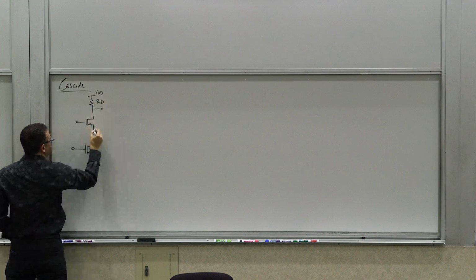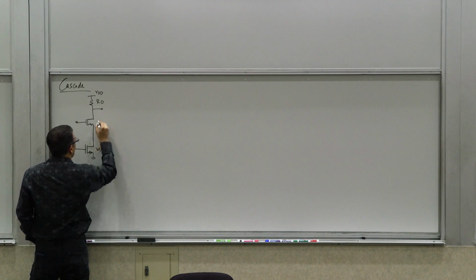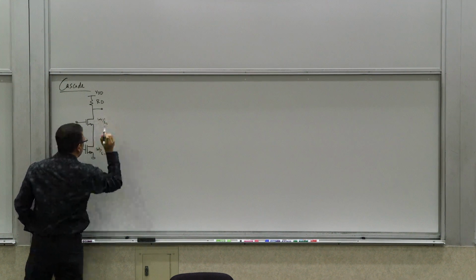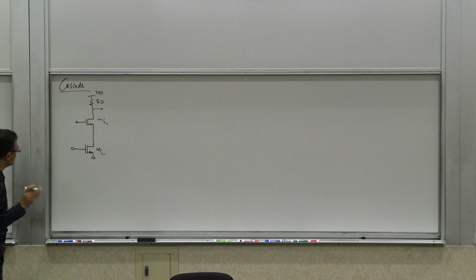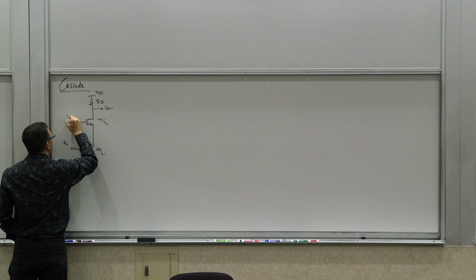You have an RD here. You had two transistors, W1 over L1 and W2 over L2 in general. We can keep them the same for now, assume that they're the same. And then the input is applied here, and this is the output. And this is V bias.